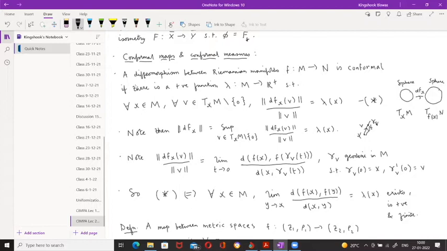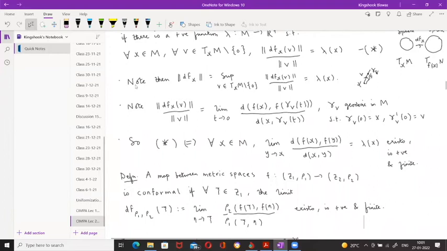Okay, so now this is in terms of distances. And the fact that this equation star is independent of v, constant in v, means that in all directions the ratio of these distances tends to lambda x. So in other words, the limit as y tends to x from any direction of d(fx, fy) divided by d(x, y) exists, is positive and finite, and equals lambda x. So being conformal, I can say purely in terms of distances, that this limit as y tends to x of d(fx, fy) divided by d(x, y) exists for all x and is positive and finite. Now this is purely in terms of distances, so it makes sense to define this notion of conformal for metric spaces.